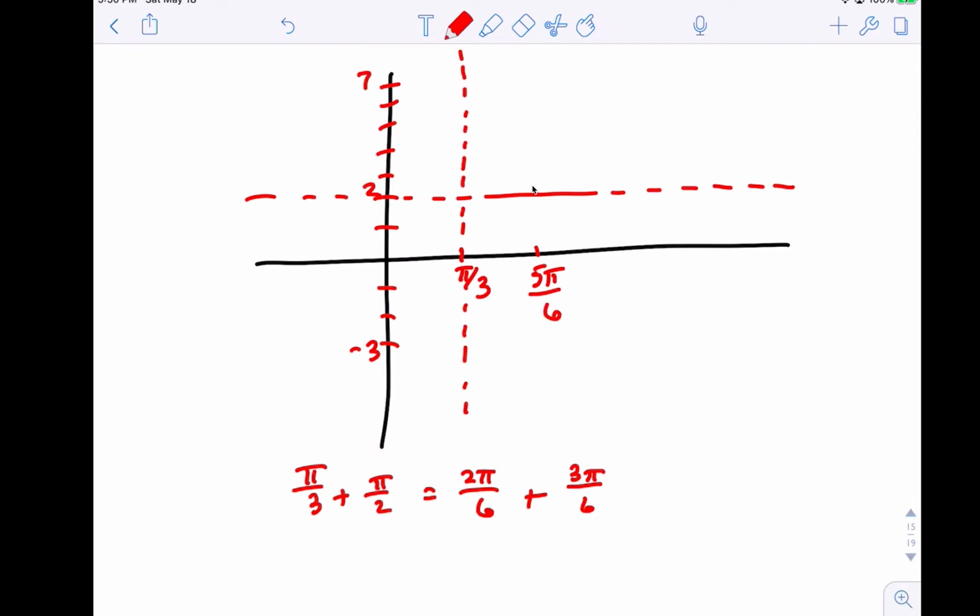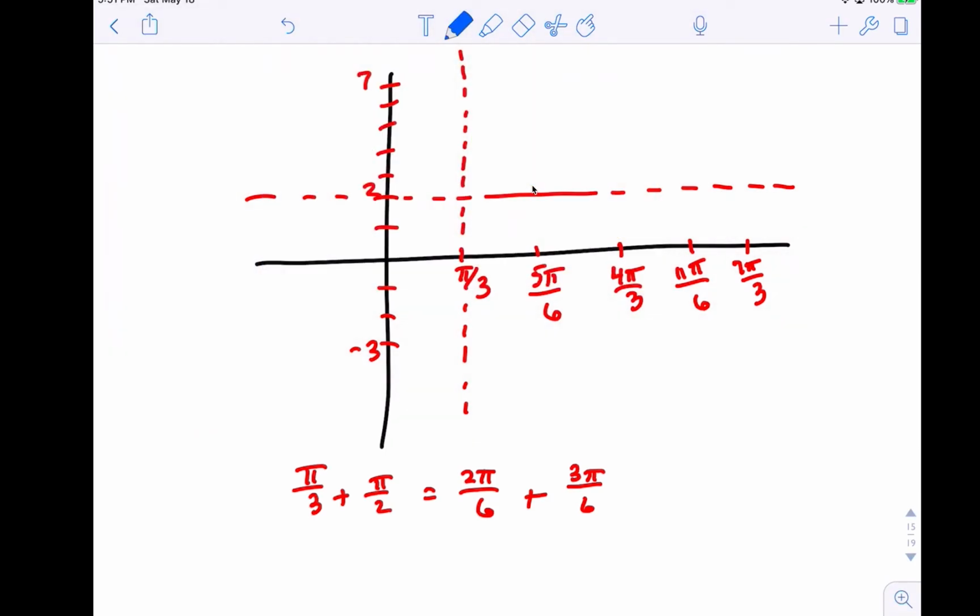And then the next one after that is going to be 8 pi over 6, which simplifies to be 4 pi over 3. And then axis, low, axis. I need 2 more. So 8 pi over 6 plus 3 pi over 6 is 11 pi over 6. And then 3 more after that is going to be 14 pi over 6, which is 7 pi over 3.